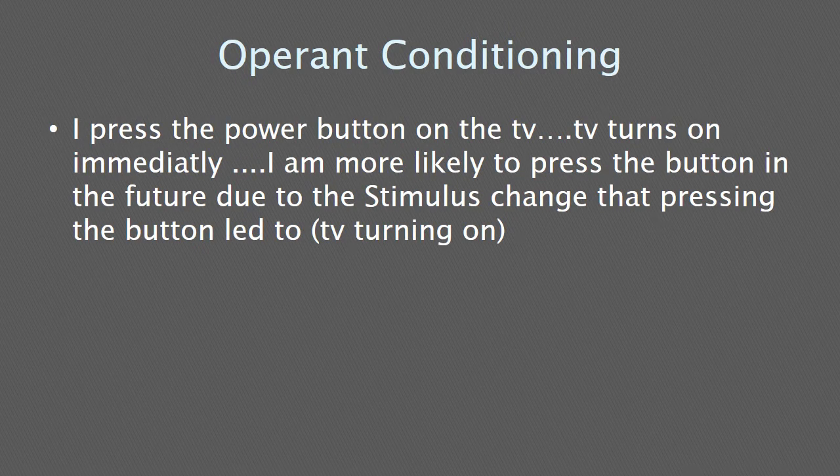Operant conditioning example. So, I press the button on the TV, the power button. The TV turns on immediately. I am more likely to press that button in the future due to the stimulus change that pressing the button led to, the TV turning on. So remember, the behavior of pressing the power button, the frequency of me doing that is going to increase due to the fact that it causes the stimulus change, which is the TV turning on.